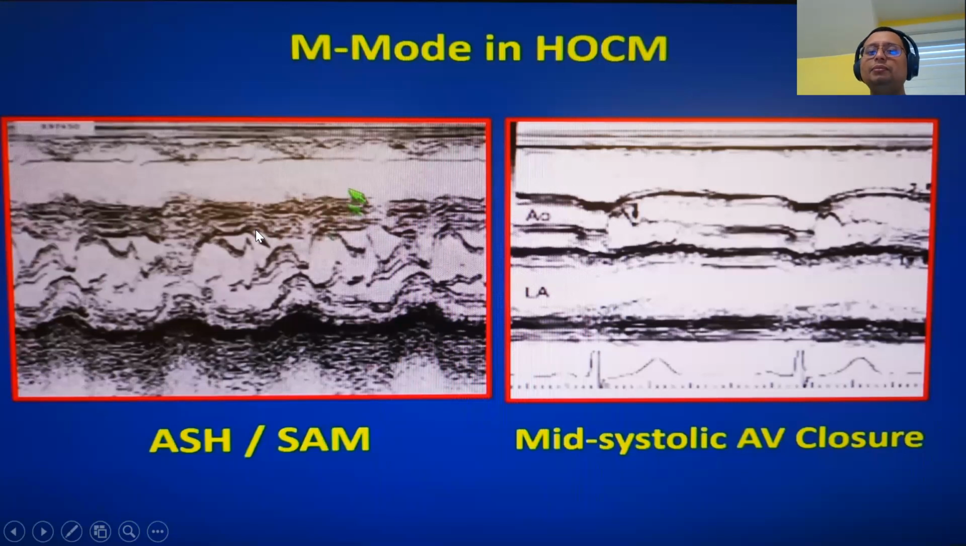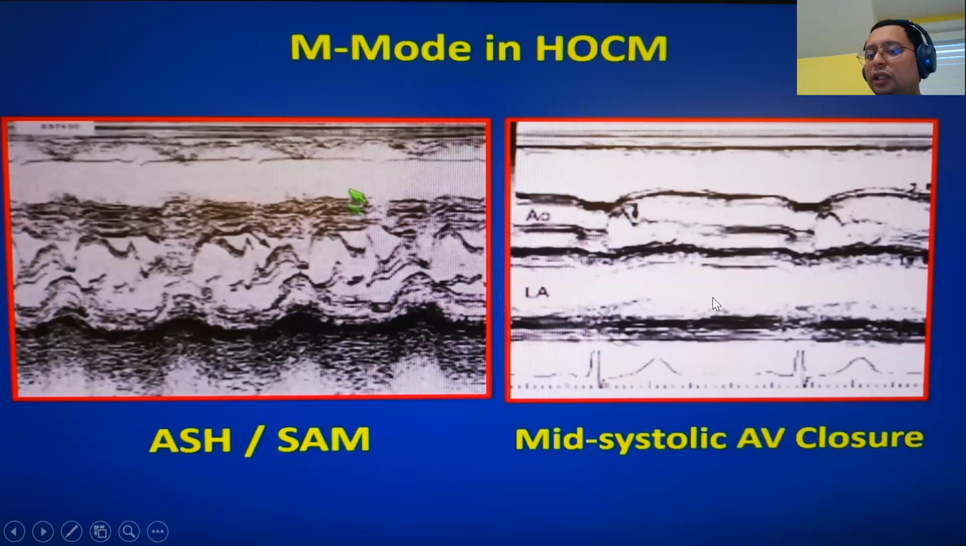Remember also that SAM doesn't only happen in HOCM. It can also happen in many other situations. For example, a patient with hypertension, a patient with aortic stenosis, a patient with Takotsubo cardiomyopathy, a patient with apical infarct. It can happen in many different situations, but the most common situation is hypertrophic obstructive cardiomyopathy. So this is across the mitral valve.